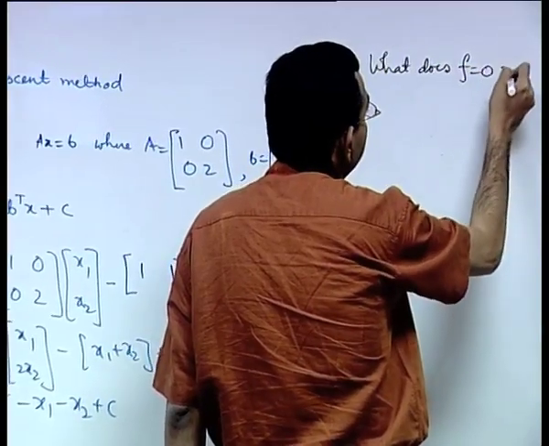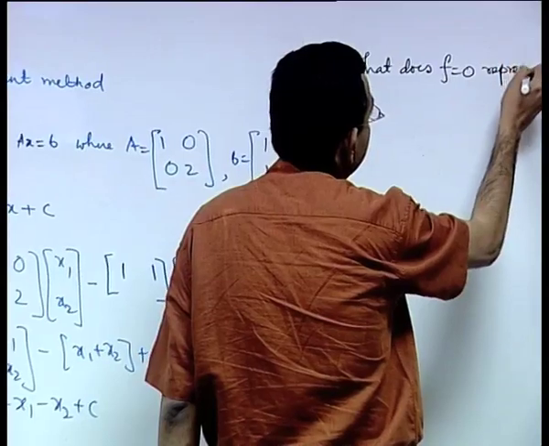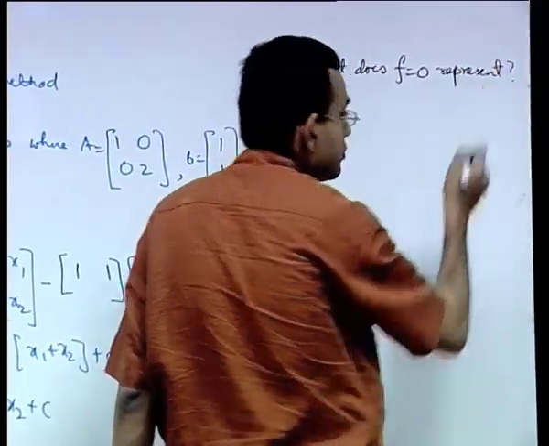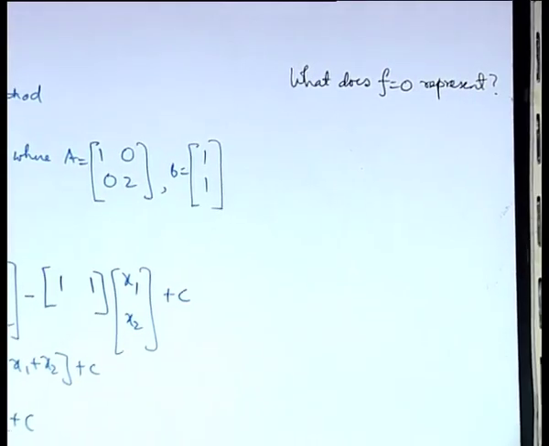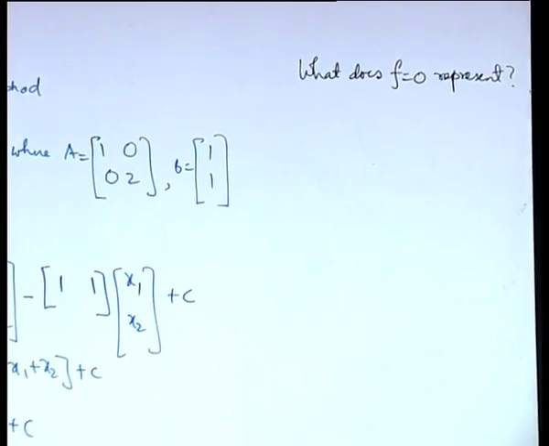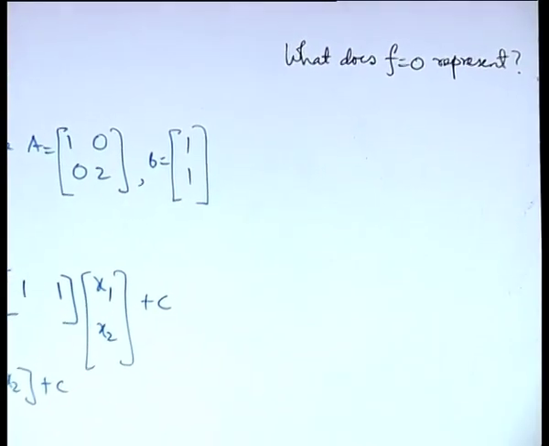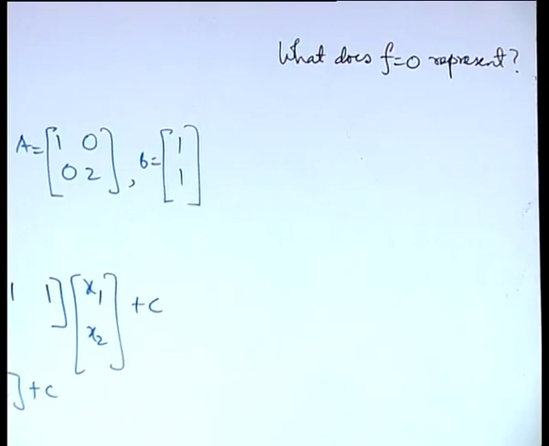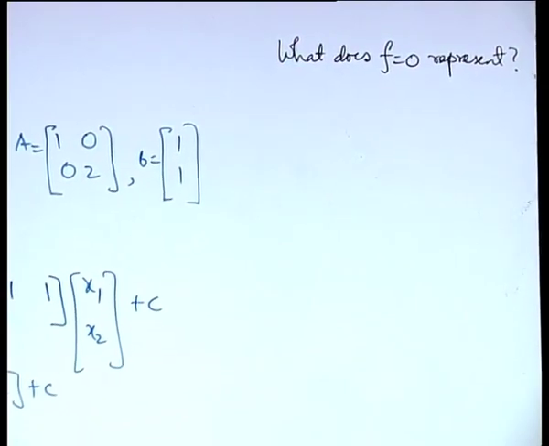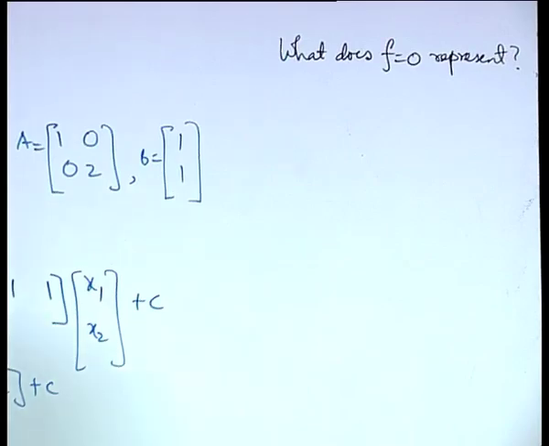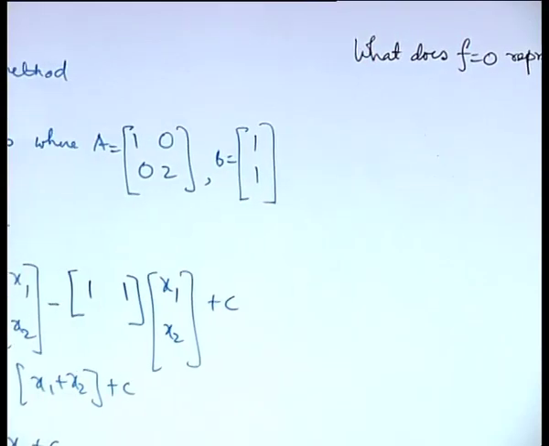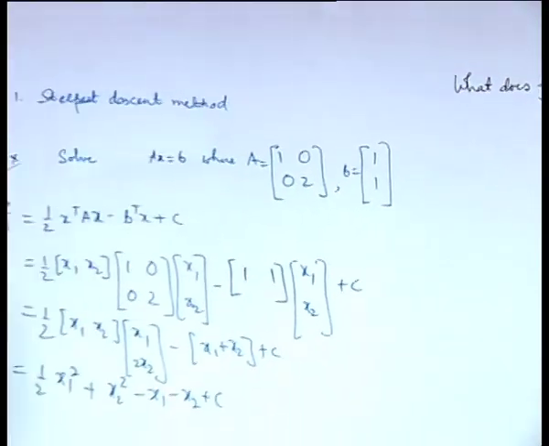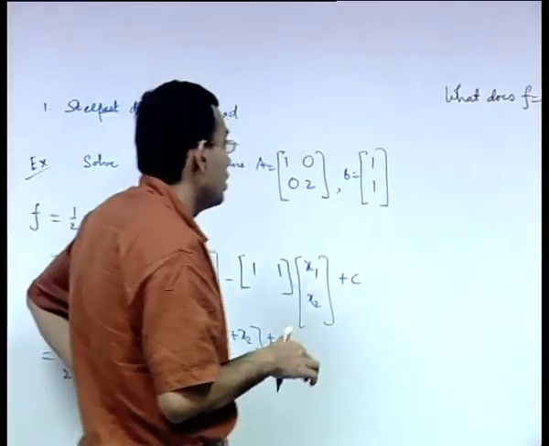What does f equal to 0 represent? So, let us do a bit of coordinate geometry for that. It is a 2-dimensional situation, so we can interpret it geometrically in a very simple way.